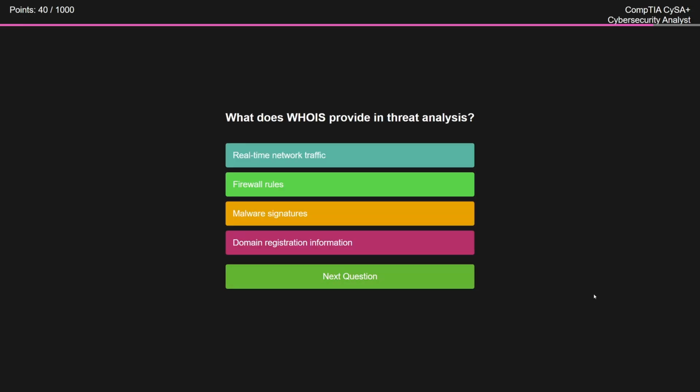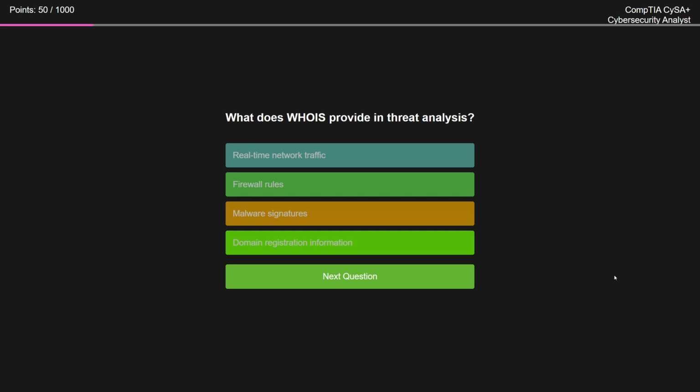What does WHOIS provide in threat analysis? Does it provide real-time network traffic? Does it provide firewall rules? Malware signatures? Domain registration information? What does it provide? I think it provides the domain registration information. So I'm just going to click on that. So that was the right answer.